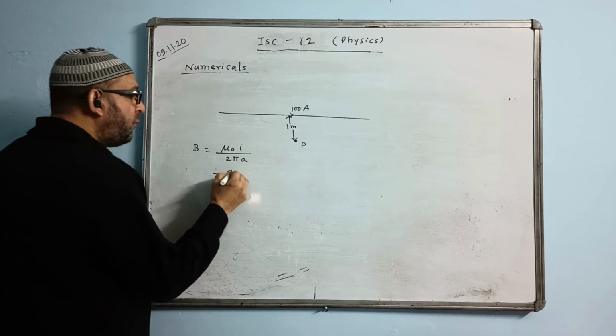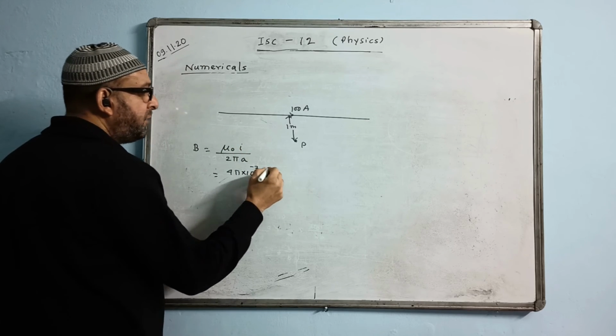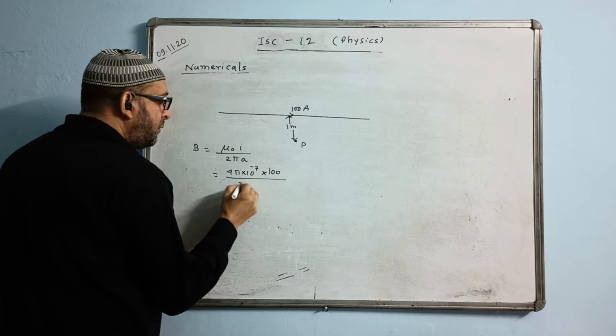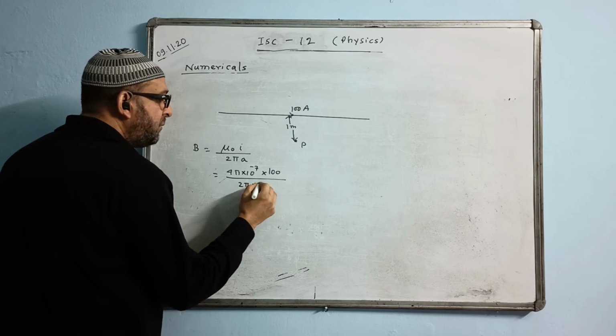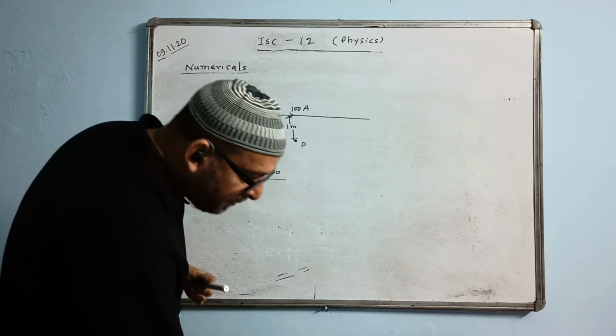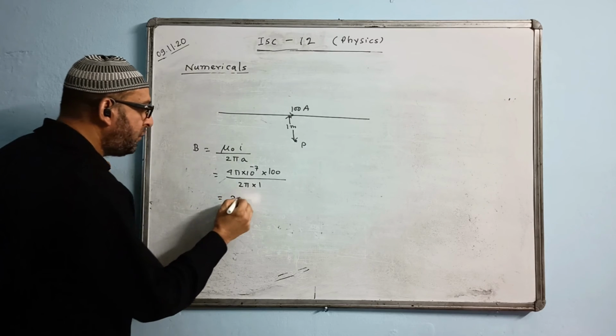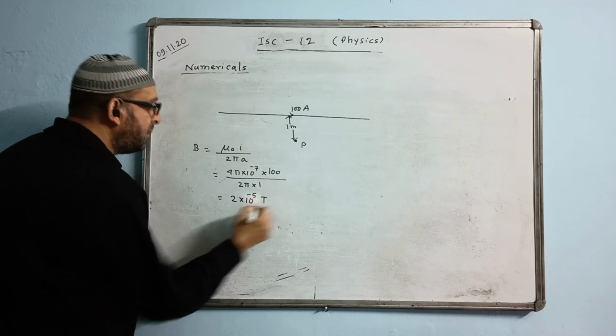For mu naught I put 4 pi into 10 to the power minus 7. I is current, 100 ampere. 2 pi, and the value of a is 1 meter. Now calculate, the answer will come 2 into 10 to the power minus 5 Tesla.